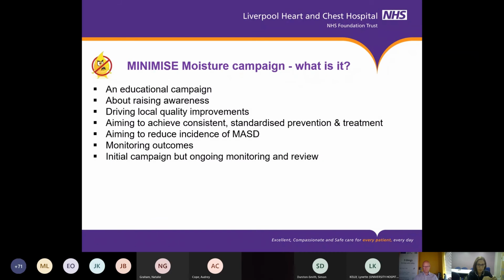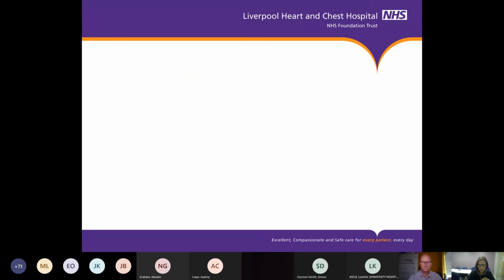Obviously it was a local quality improvement. But then it became a little bit bigger. So obviously we wanted consistent, standardised treatment. Ultimately we wanted to reduce the incidence of MASD. And then we wanted to monitor the outcome initially, but it's something that actually warrants ongoing monitoring and review. So it did become a little bit more robust than just an awareness campaign. So I'll explain what it is.